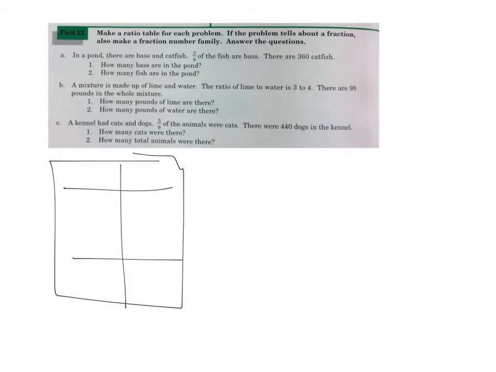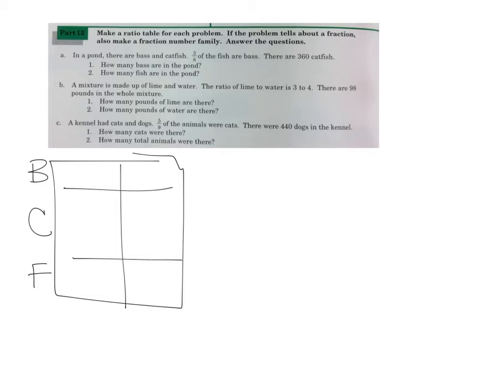So it says in a pond there are bass and catfish. 3/8 of the fish are bass, and there are 360 catfish. So I know that my categories need to be bass, catfish, and all fish. So the F here is for all fish. That's bass and catfish together.